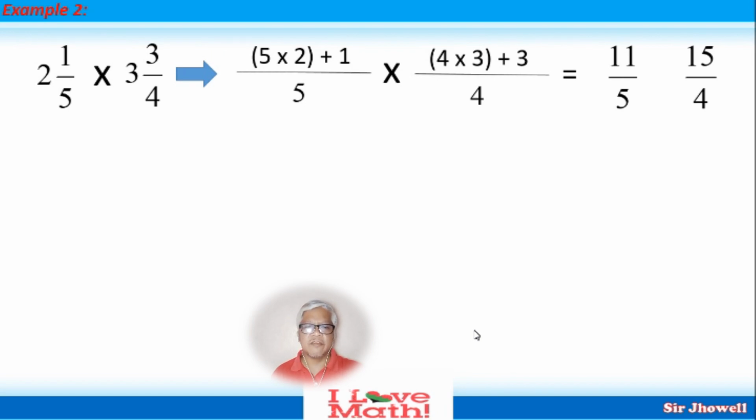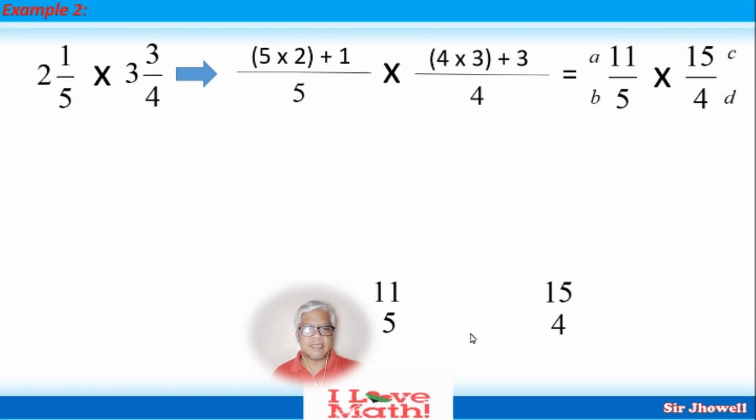Therefore, our new problem is what? 11 over 5 times 15 over 4. So, improper fraction times improper fraction. In this case, ang A natin, 11, B is 5, C is 15, and D is 4. If you look at the problem, ang given numbers natin ay 11, 5, 15, and 4.